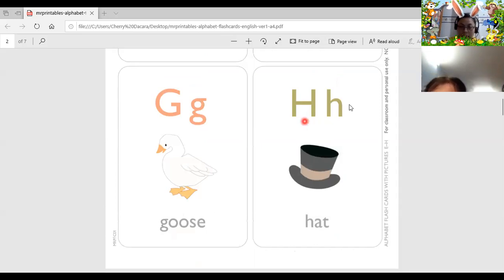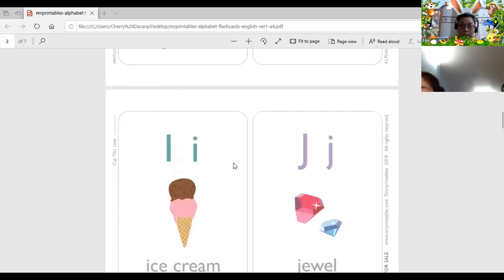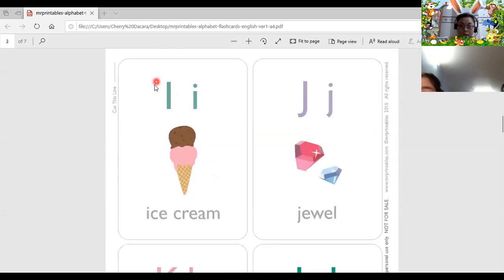Okay, again, Bong. Letter H. Đọc lại. Đọc lại. Okay, letter H. Okay, what about this one, Bong? This one, letter? Letter I. Very good. Letter I. Good job, Bong.